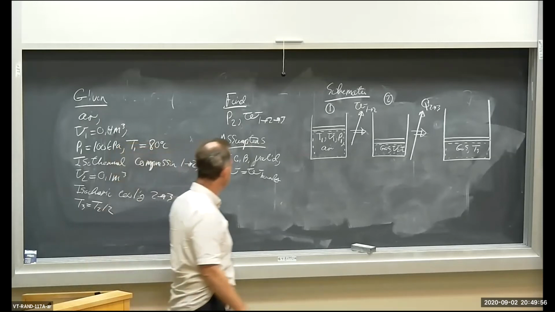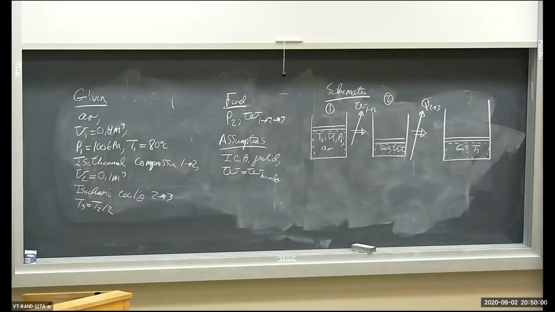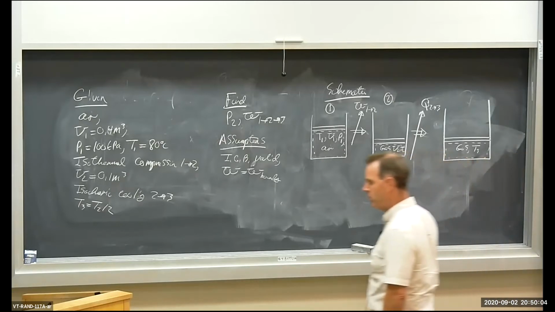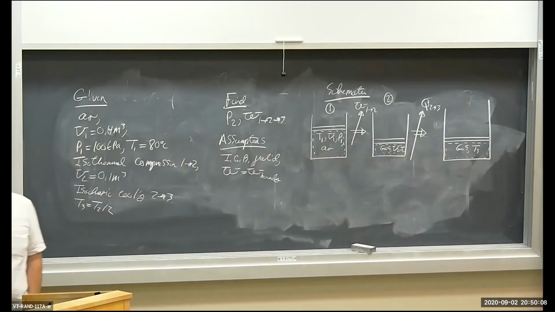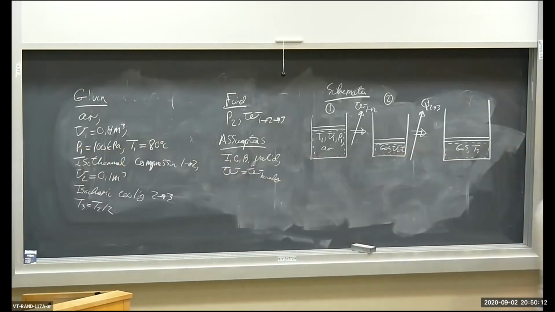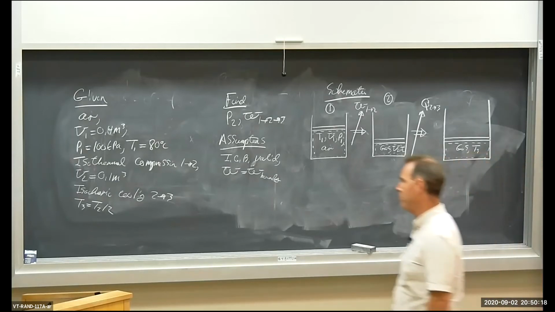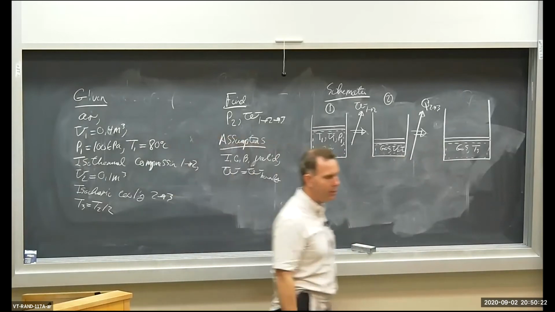Assumptions here. I'm going to assume ideal gas behavior is valid. We're going to check this when we're done to make sure that our reduced temperature is always greater than 2 and our reduced pressure is always less than 0.2 during the process. So we'll check that IGB is valid because we're going to be using it to calculate some properties here. I'm also going to assume that the only work being done is boundary work.